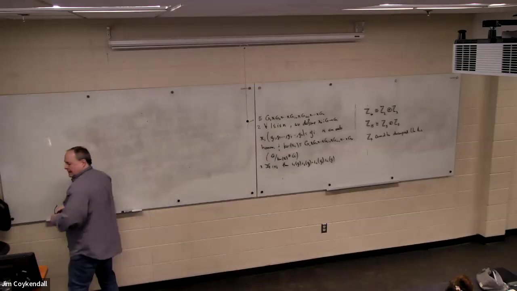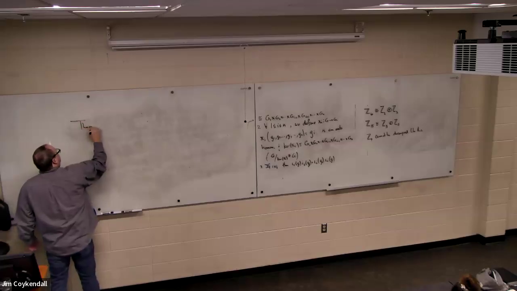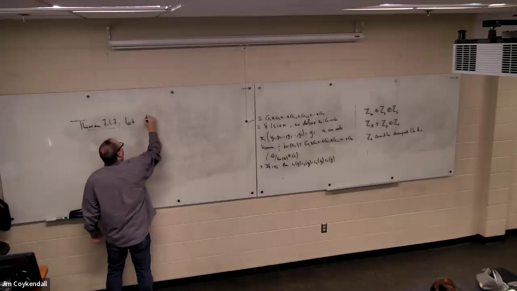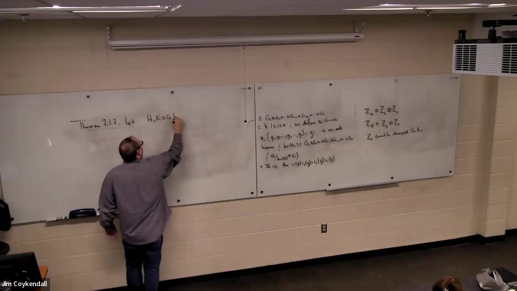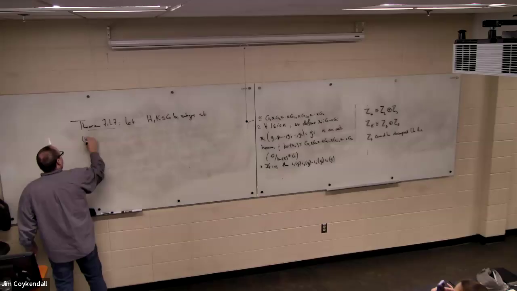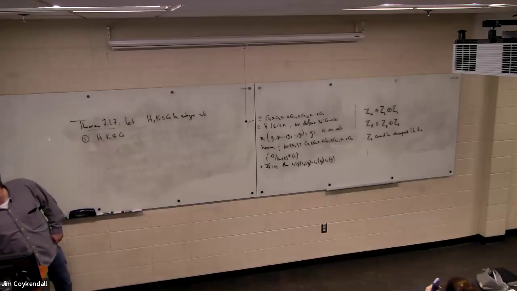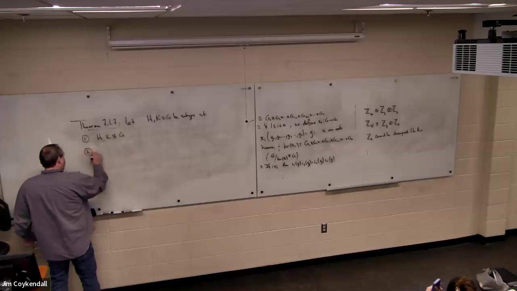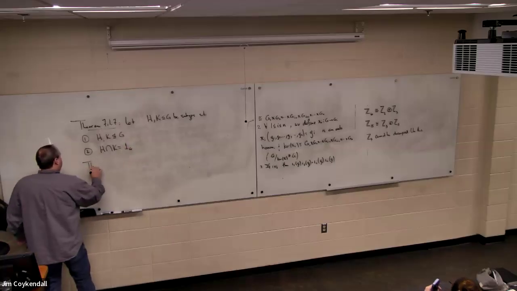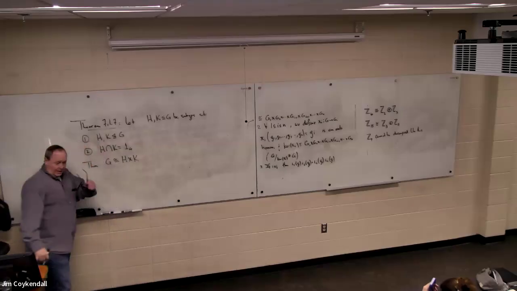Example, so theorem. Let H and K in G be subgroups such that, 1, H and K are normal in G. So suppose they're both normal, and suppose that the intersection is the identity. Then G is the direct product.